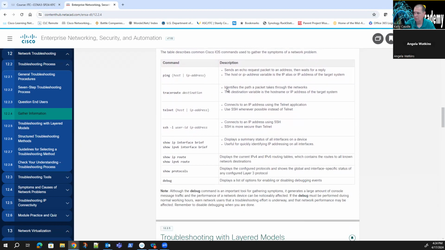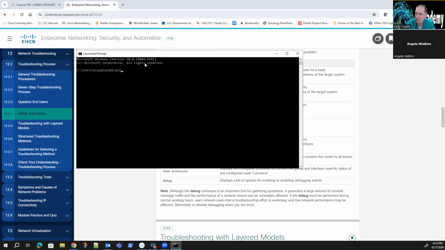Here's some of the different commands we can use to gather information. Ping is one I use a lot. Even though I know it only works internally most of the time, it will still give you a lot of information, because if you pop up a command prompt, and I ping www.stanley.edu and it doesn't resolve, I know that may be a DNS issue. This resolved and ping failed.